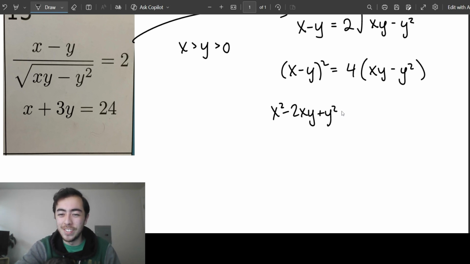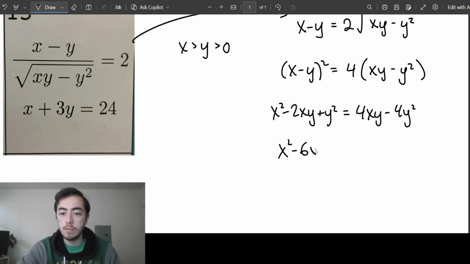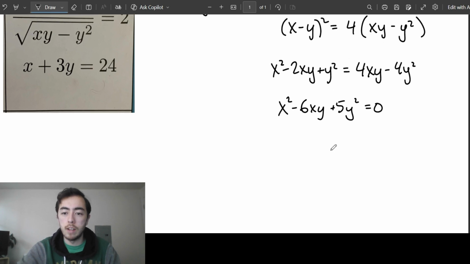And then let's distribute the right side. We get 4xy minus 4y squared. I'm seeing some common terms on both sides of the equation, so I think it would be useful to collect up those like terms. So I'll subtract a 4xy from both sides, and then I'll add a 4y squared to both sides, and this should all equal 0. I think this is factorable.